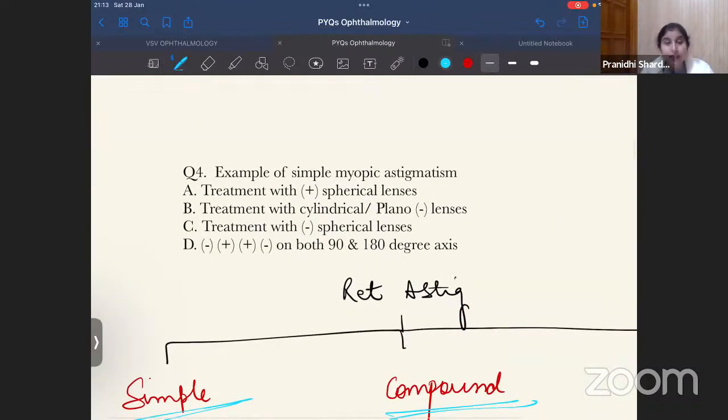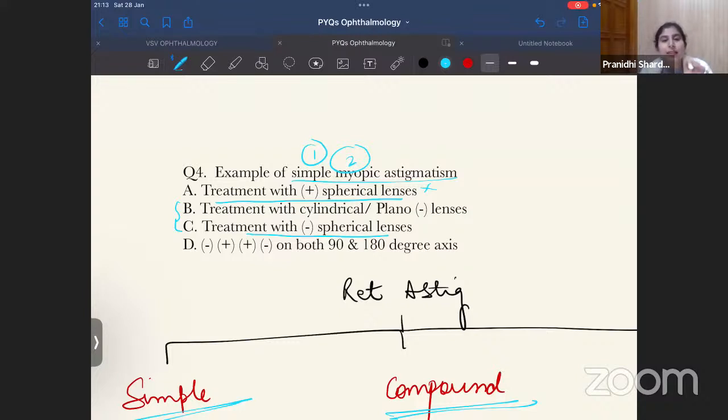Now we have not been asked the example, we have been asked the treatment. If there is simple myopic astigmatism, it means one axis is emmetropic, the other is myopic. So the first option is treatment with spherical lenses. We know that we treat myopia with minus lenses. This one is gone, plus lens. C is treatment with spherical lens. Now, B and C can be confusing.